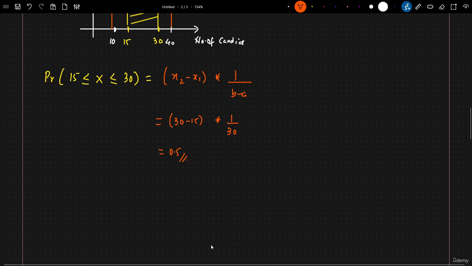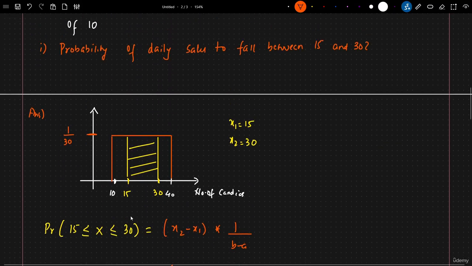Another question may be, what is the probability of my daily sales to be greater than or equal to 20 candies? In this particular case, if I'm considering this as my 20, I need to find out this region. What is the probability of the daily sales being greater than this?